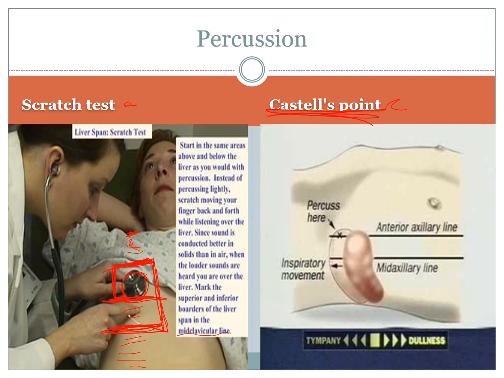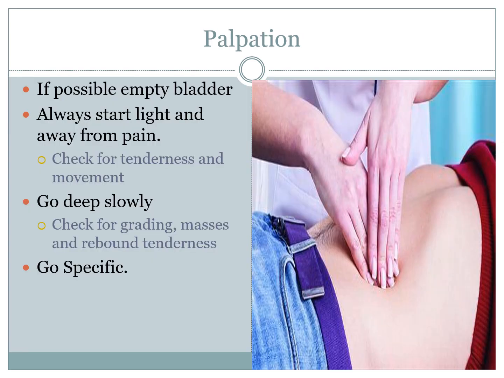Once percussion is done, we can finally move to palpation. Now, this is the most uncomfortable part for the patient, and it's best done with the patient with an empty bladder. So if you get the chance, get the patient to empty their bladder. If not, just take it into account. Don't put a lot of pressure over the bladder. You always start light, and you always start in the region that they're not complaining of pain. Okay, so start away from the pain and then move towards it.